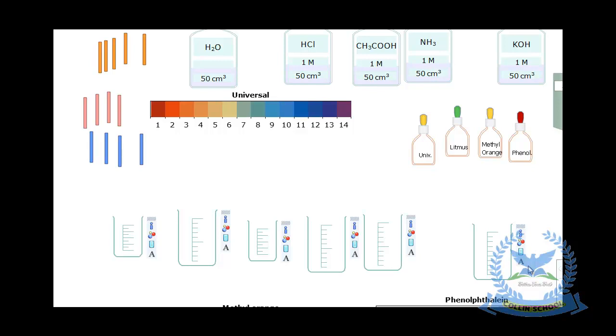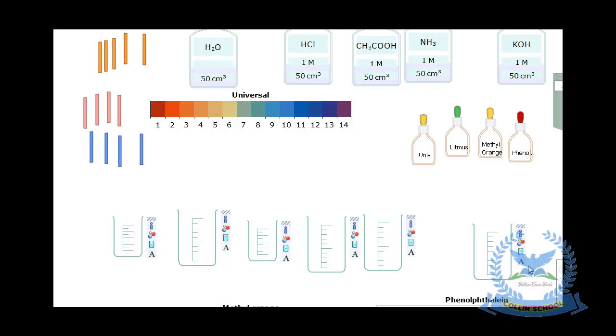In the previous video, we talked about the indicators: universal indicator, and commercial indicators like phenolphthalein, methyl orange, litmus solution, and the blue and red litmus papers. So today, I want us to talk about a practical on the same. Let's dive into it.